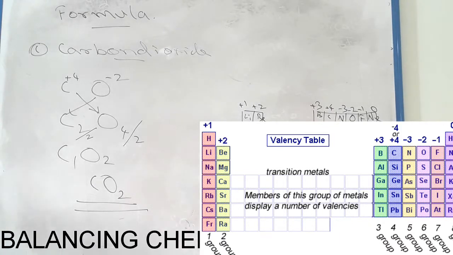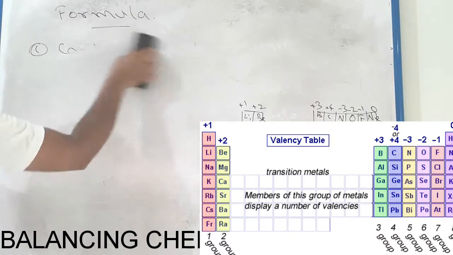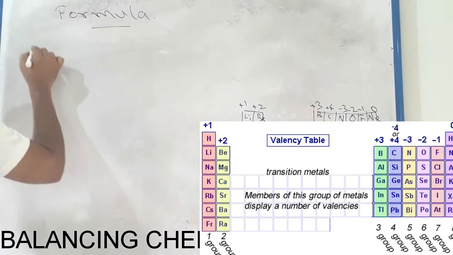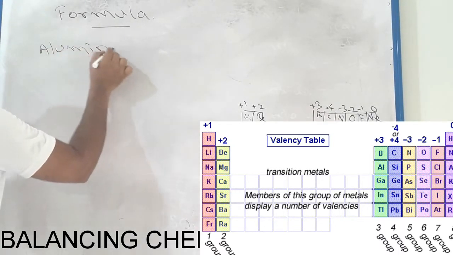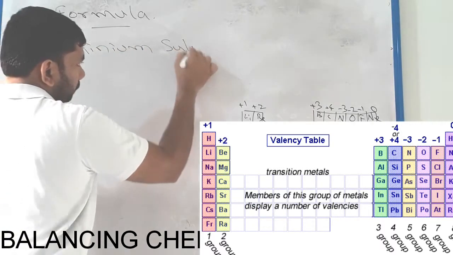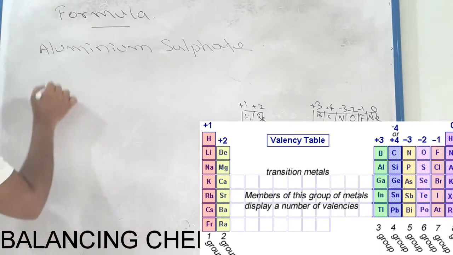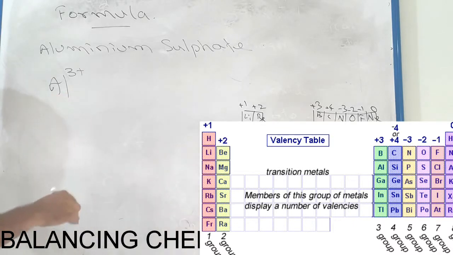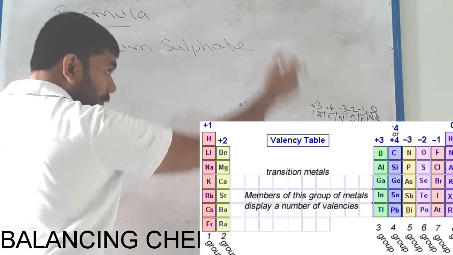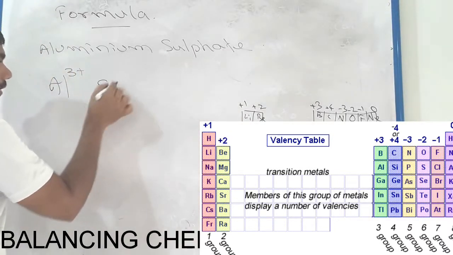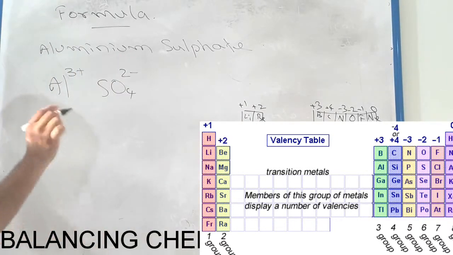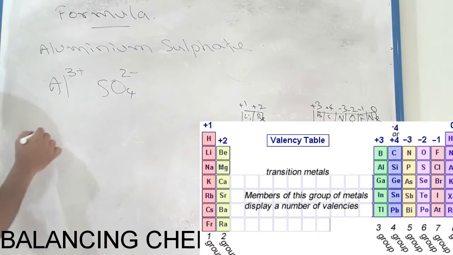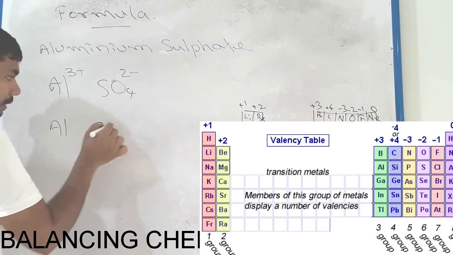Clear? Next example, aluminium sulfate. Aluminium, what is the symbol of aluminium? Al, and the charge of aluminium is plus 3. Sulfate, in the beginning I gave you the group of radicals. Sulfate, SO4, charge 2 minus. You have to memorize the names of radicals and their formulas. So aluminium sulfate. Write it again, aluminium SO4.